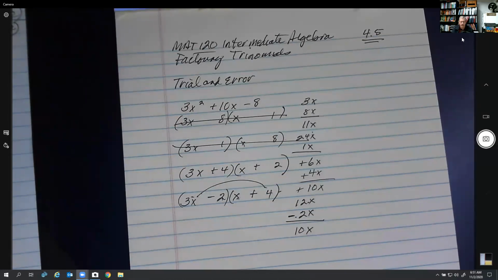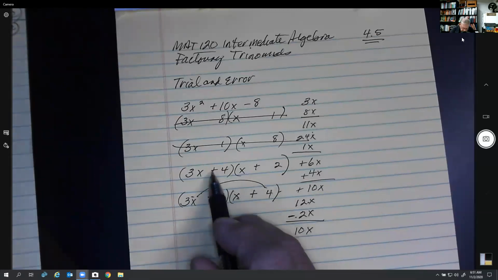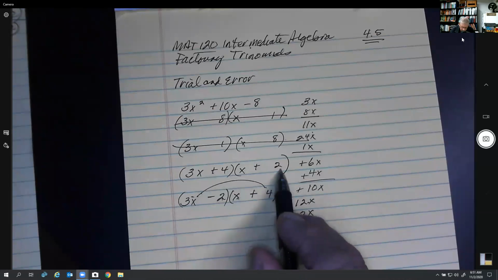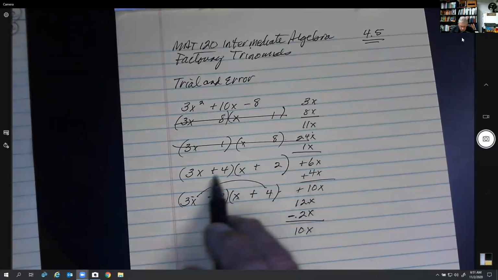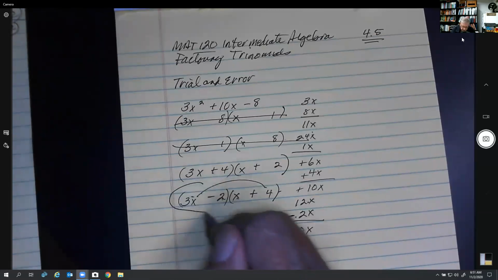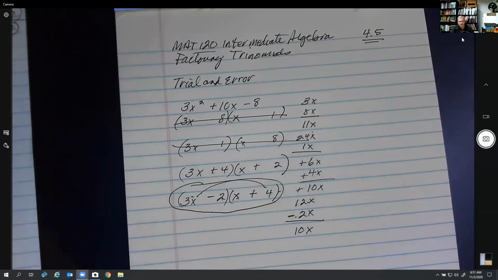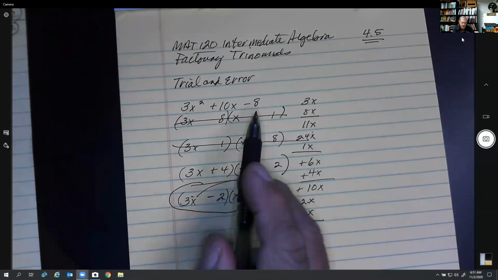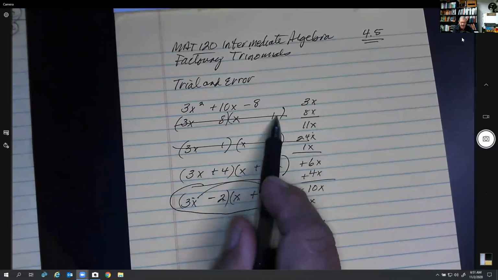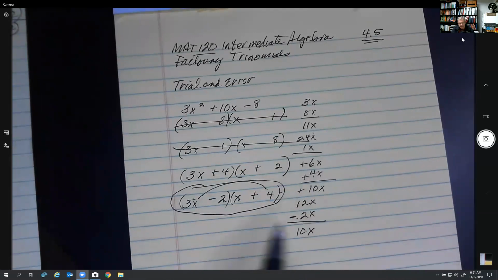Well, this is what we call trial and error. And you can see that sometimes it's easy to make a mistake. Like this was pretty close to the right answer. This is the right answer. And you probably might not have tried 8 and 1. It's a long shot. This is probably a better combination to try.